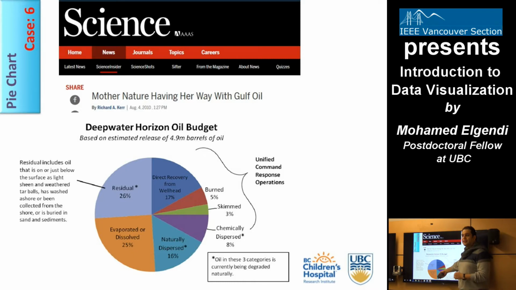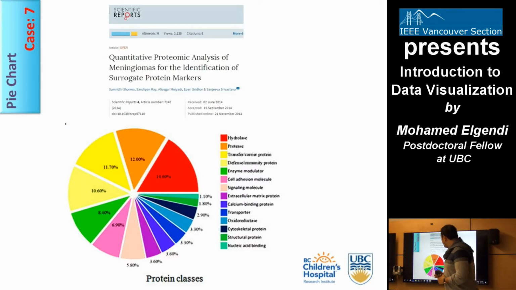And also ranking them. When we have a pie chart, please put them in descending order so we know the differences. These guys have pretty much similar areas.